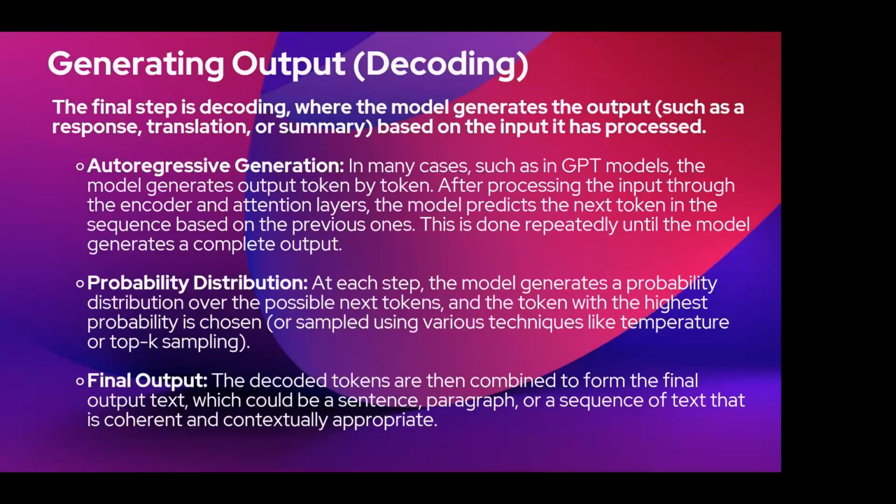So what happens in the decoding part is, based upon the tokens received and analyzed, the LLM will generate the output token by token. It will keep on generating until it generates a complete output. After generating tokens, it assigns a probability value, and amongst all the probability values, the highest one is chosen. The chosen tokens are then combined to form an output text, which can be a sentence, a paragraph, or a sequence of text which is contextually appropriate. So this is how an LLM works. These are the three main fundamental processes involved.